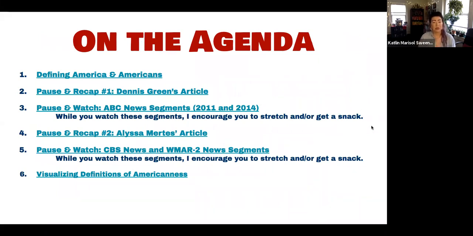So on the agenda for today, we are talking about defining America and Americans. So what exactly comes to mind when we think about Americanness? We want to do a pause and recap of Dennis Green's article, which you read for today. We also want to do a pause and watch of ABC News segments from 2011 and 2014. I note here that while you watch these segments, I encourage you to stretch and or get a snack. I also have a pause and recap of Alyssa Mertes' article and a pause and watch of CBS News and WMAR2 news segments. Again, I also recommend that you stretch and or get a snack during those segments. And then finally, visualizing definitions of Americanness.